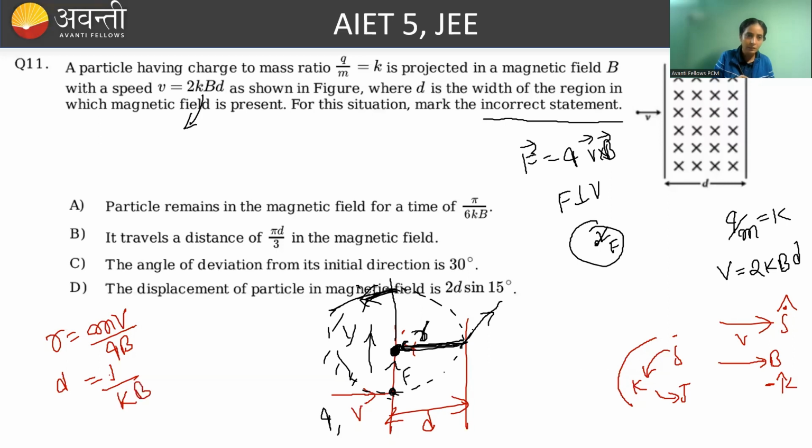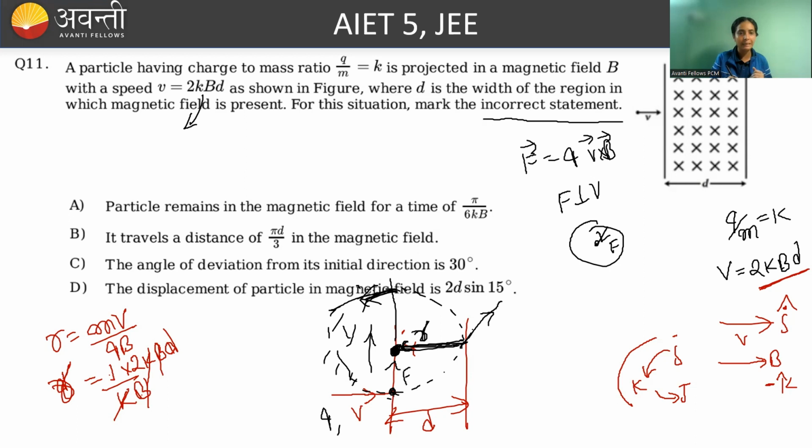Now this is B, and this is your velocity. Velocity is given, that is 2kBd. So put the value of velocity here. If we put it, what we get is, B gets cancelled, k gets cancelled, d can't be equal to 2d. So here definitely radius is equal to 2d, which is greater than d. Then it means it won't complete even a semicircle, it will come out. So now the question has become quite clear.